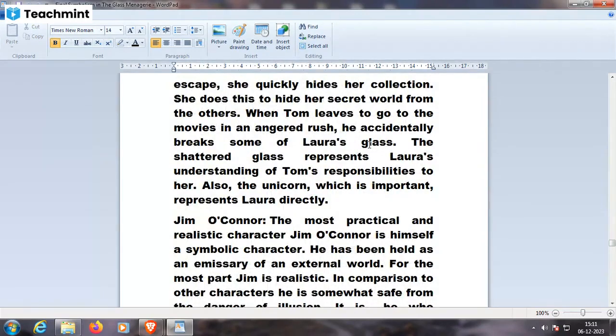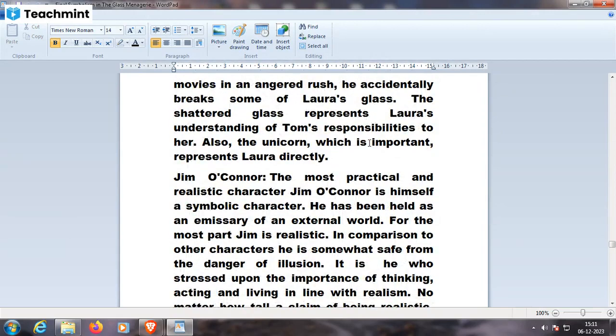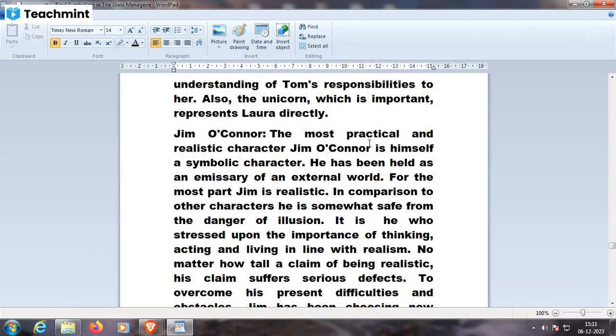Jim O'Connor, the most practical and realistic character, is himself a symbolic character. He has been held as an emissary of an external world. For the most part, Jim is realistic. In comparison to other characters, he is somewhat safe from the danger of illusion. It is he who stresses the importance of thinking, acting, and living in line with realism. No matter how tall his claim of being realistic, his claim suffers serious defects.